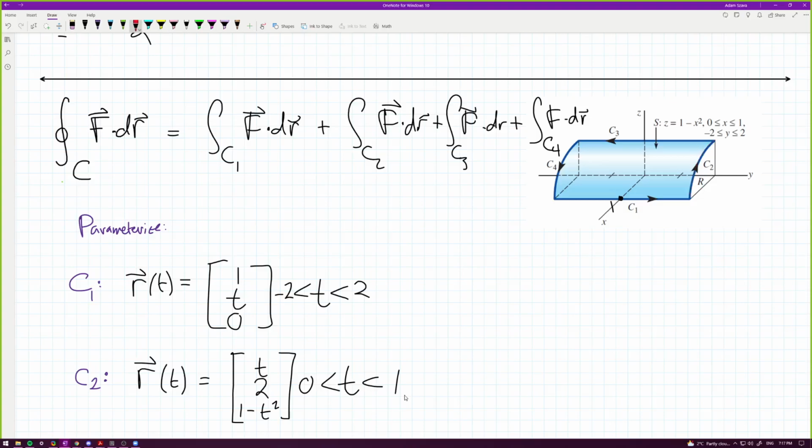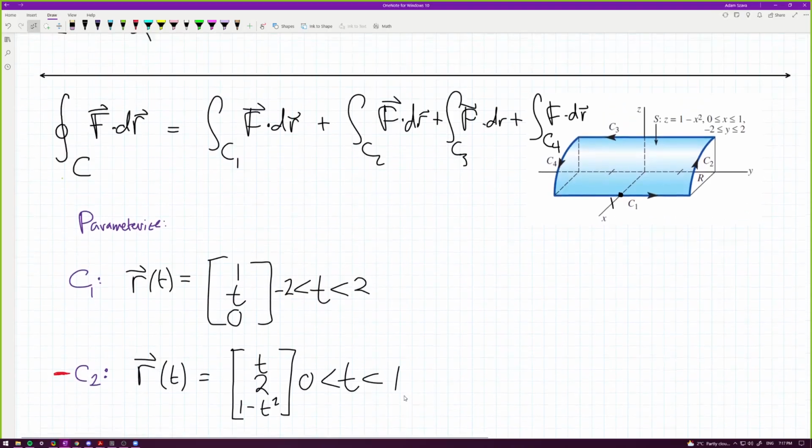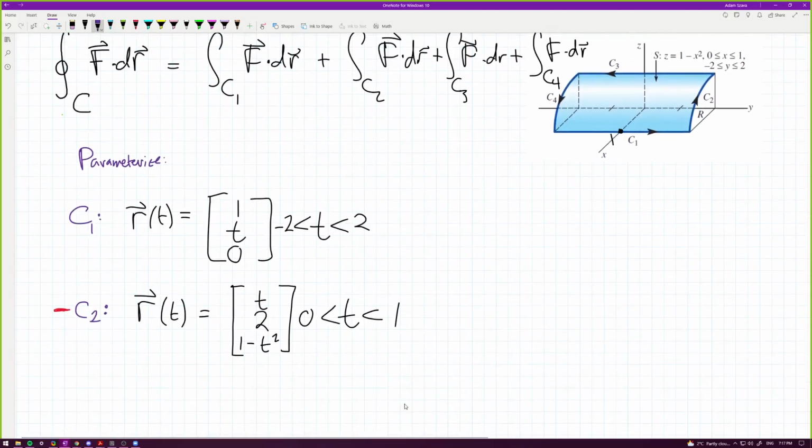The reason I know that is, just think, what's going to happen if I plug in t equals 0? It's going to be 0, 2, 1, and 0, 2, 1 is right there. And then if I plug in 1, I'm going to get 1, 2, 0, which is right there. So it's oriented the wrong way. So whatever result I get for this integral part, I'm just going to take the negative of it. Any confusion, let me know. Otherwise, I'll move on to C3.